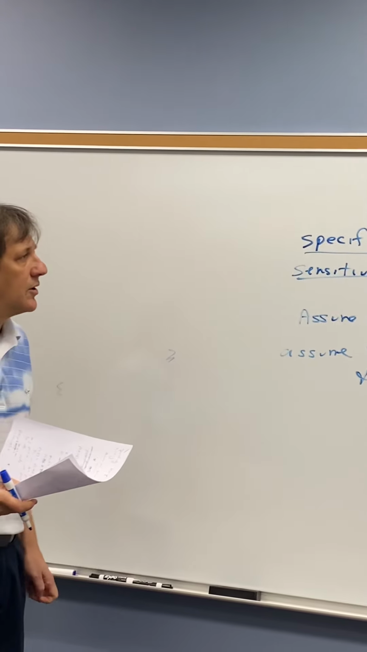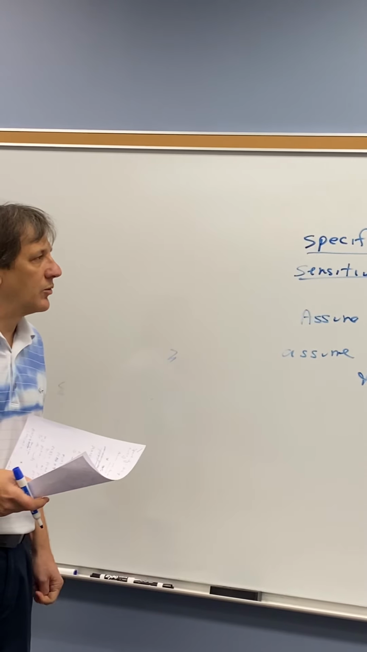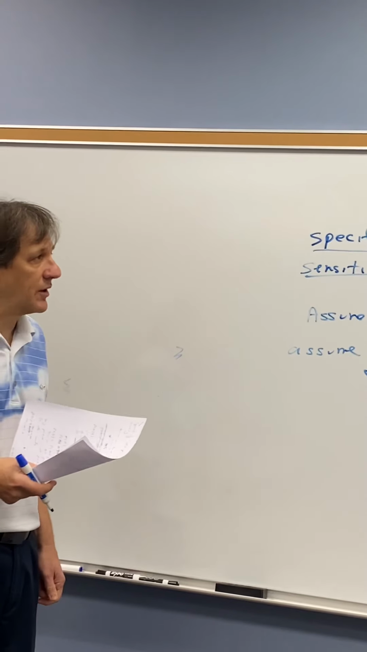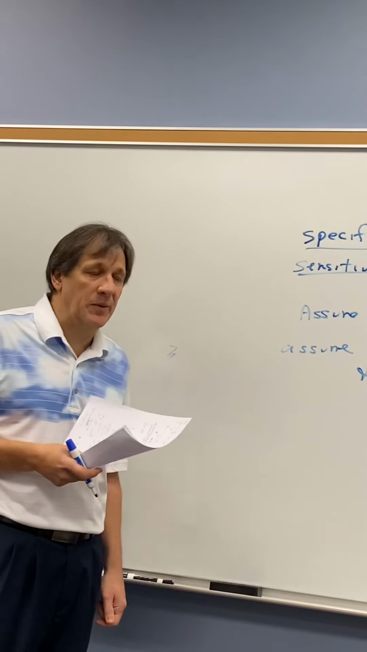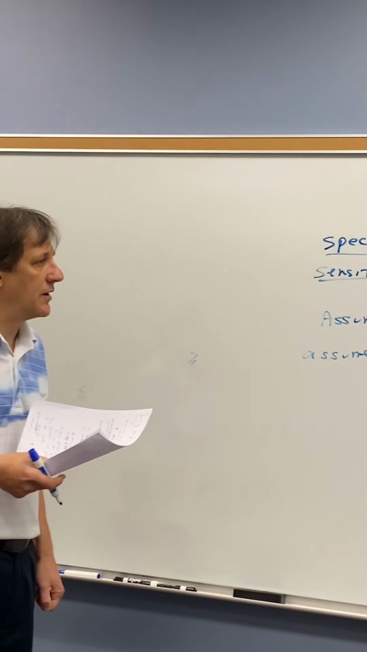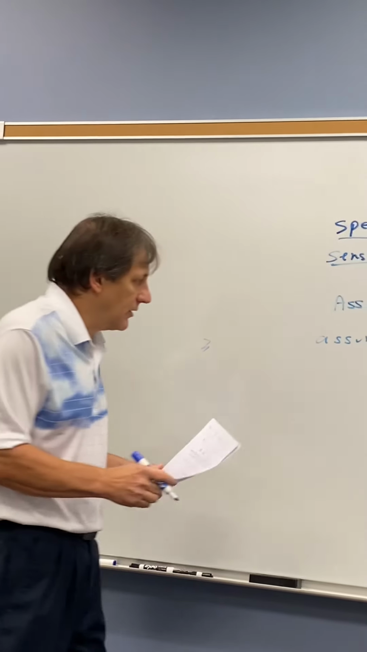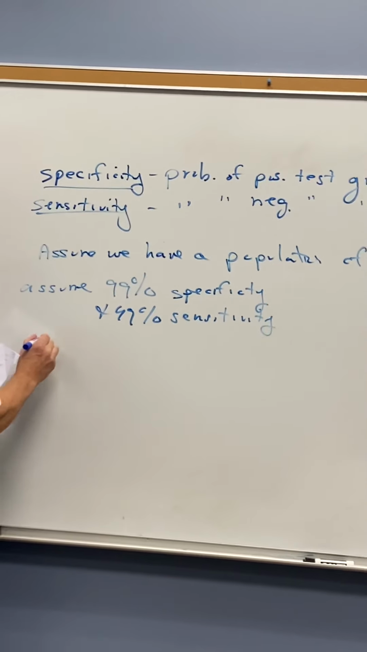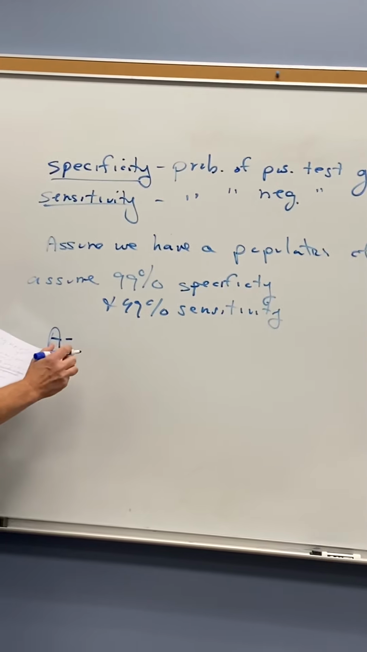99% of the time, given a user, we will find them to be positive, and 99% of the time given a non-user, we will find them to be negative. Okay. We're going to use Bayes' theorem and see how this plays out here.